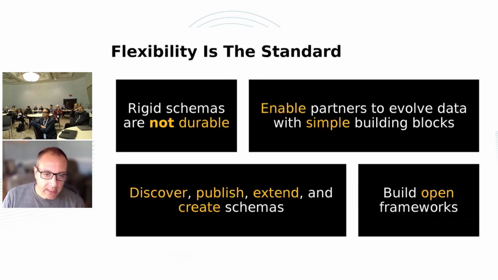So flexibility is the standard here, I think. We have products that have very rigid schemas that have very strong opinions as to what an entity is. And I think over time, those are ultimately not durable. So the key to evolving the data and leveraging a pattern like ECS is to enable partners to use those simple building blocks that we have. I mean, ECS at its heart is relatively simple.